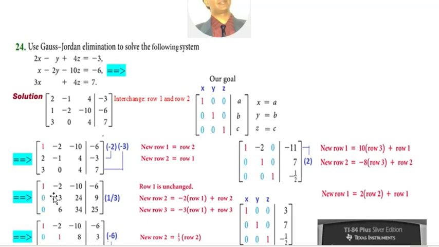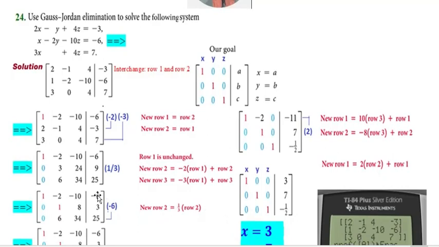Then you need to turn this to 1. To turn this to 1, simply multiply row number 2 by 1/3 or divide it by 3. So then keep row number 1 as it is, 1, minus 2, minus 10, minus 6. Row number 3 as it is, 0, 6, 34, 25. Then row number 2: 0 divided by 3 is 0. 3 divided by 3 is 1. 24 divided by 3 is 8. 9 divided by 3 is 3. Then you have now 1, 0, 0, 1.